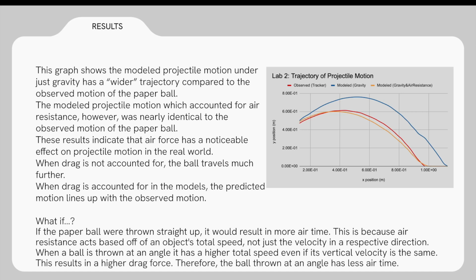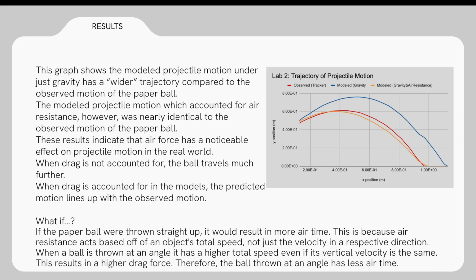These results indicate that air resistance has a noticeable effect on projectile motion in the real world. When drag is not accounted for, the ball travels much further than it actually would have. When drag is accounted for in the models, the predicted motion lines up almost perfectly with the observed motion. And the coefficient of drag was calculated to be about 2, which is calculated from the GlowScript model.